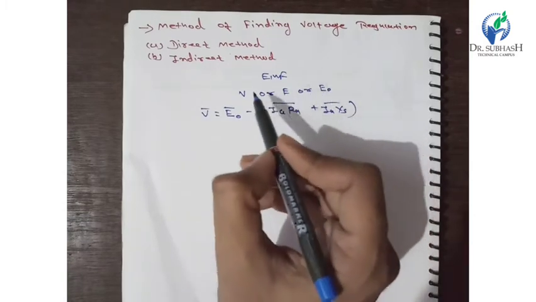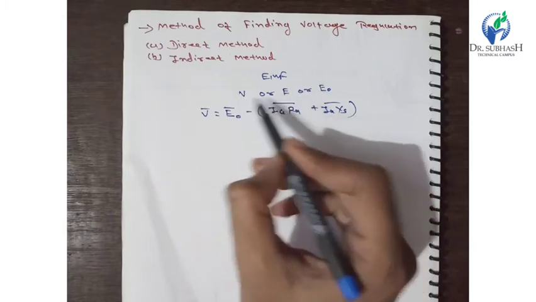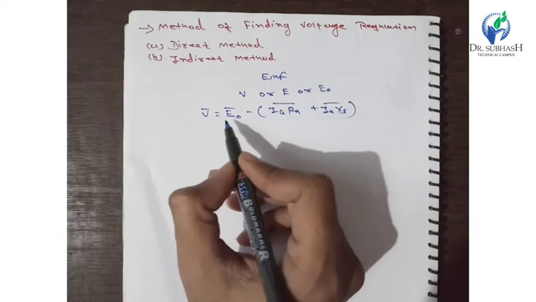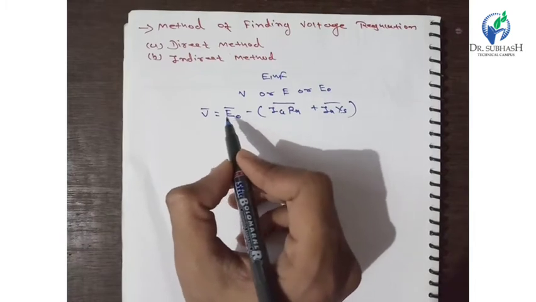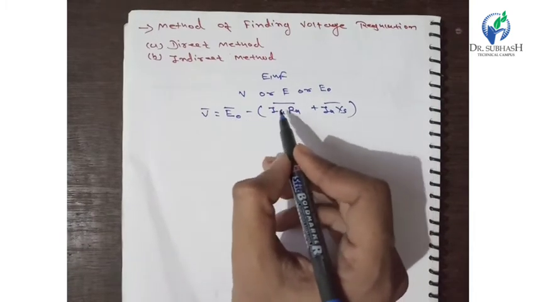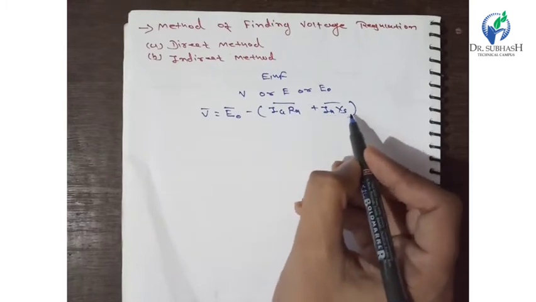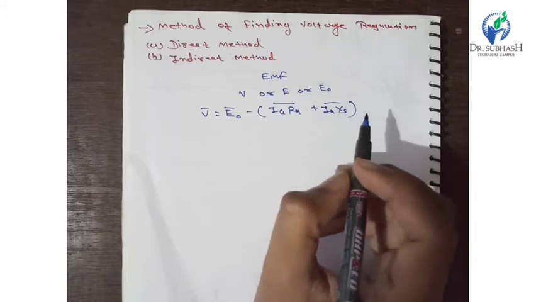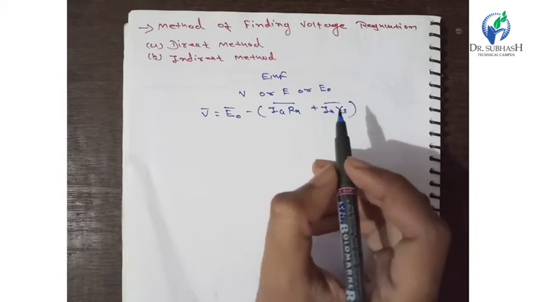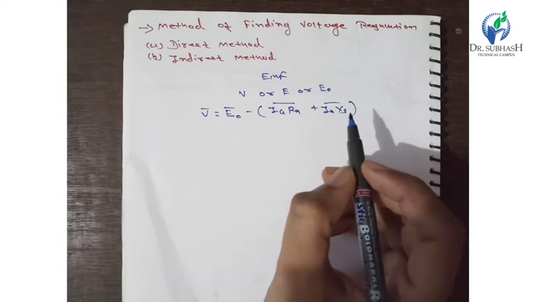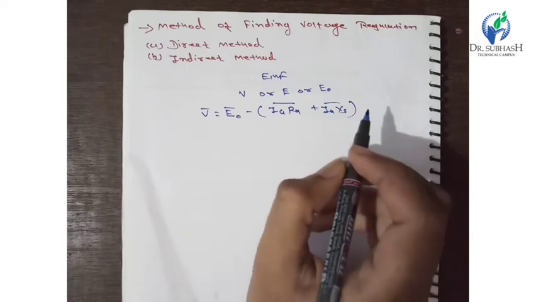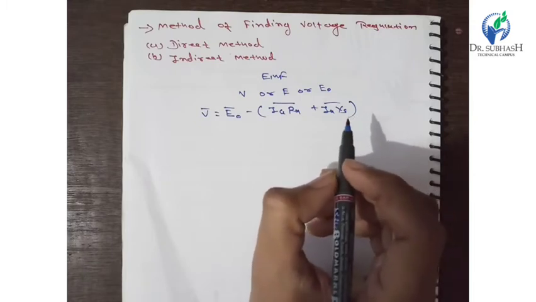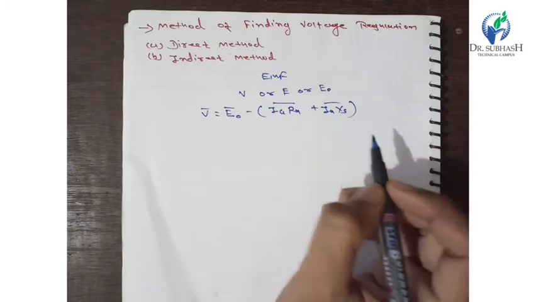So the output voltage V is E0 bar minus IA into RA bar plus IA into XS bar. Thus the terminal voltage varies with the load of the alternator. Thus the terminal voltage is to be kept constant. This is achieved by varying the excitation system.